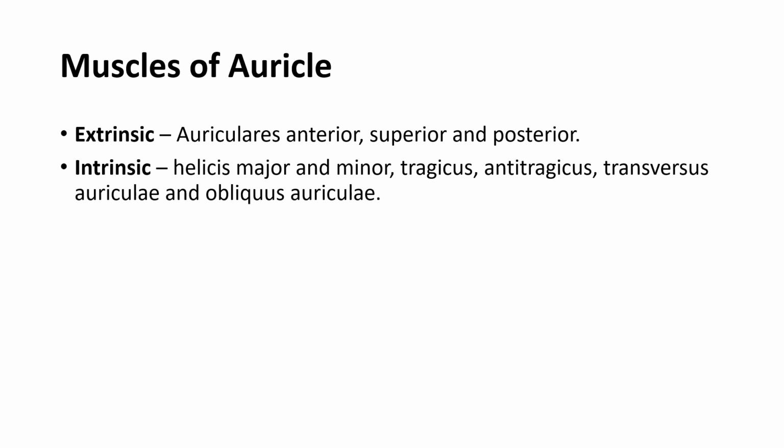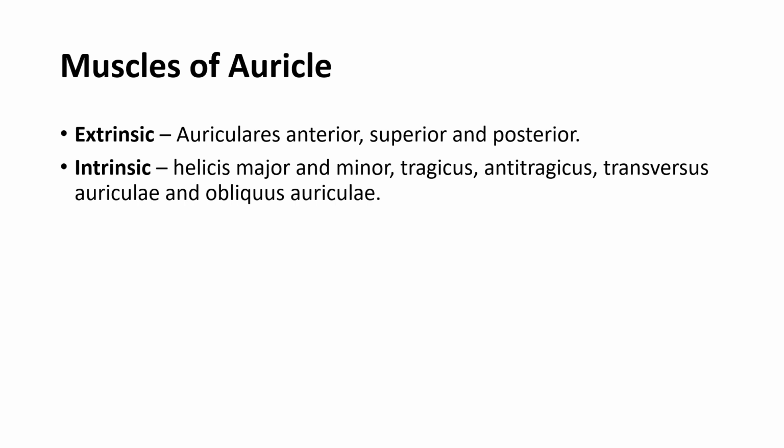So muscles of auricle, in your point of view, it is not very important, but you should just know the names of the muscles. The muscles are divided into two, extrinsic and intrinsic. Extrinsic muscles include auricularis anterior, auricularis superior, and auricularis posterior. The auricularis anterior and superior are supplied by the temporal branch of the facial nerve, and the auricularis posterior by the posterior auricular branch of the facial nerve. And these muscles move the auricle as a whole.